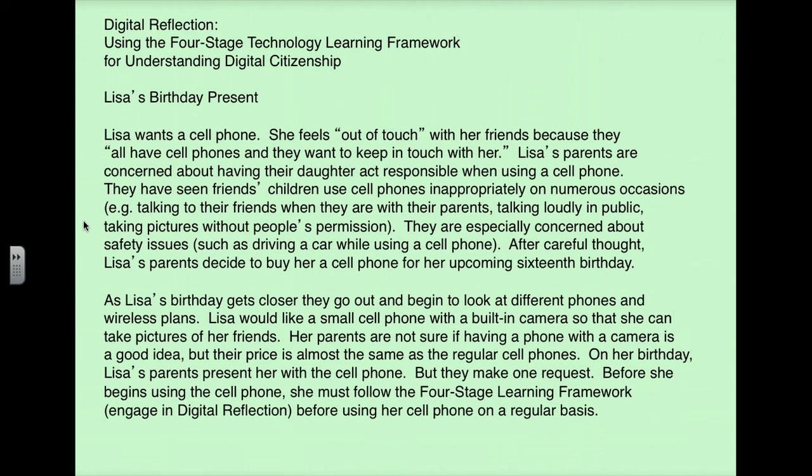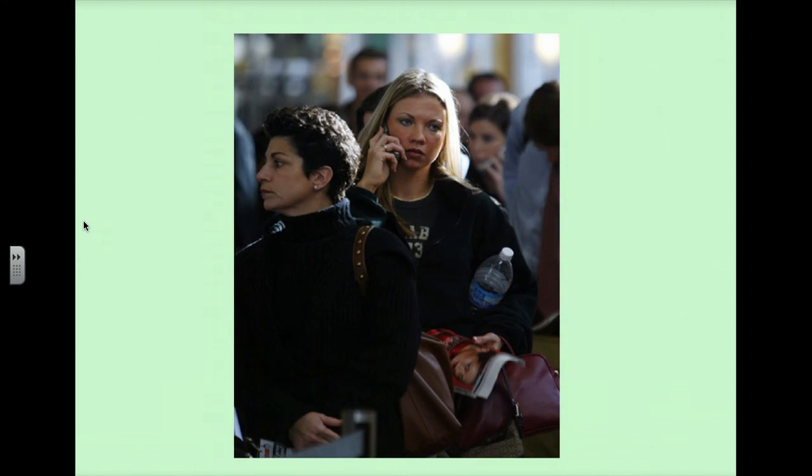So Lisa and her parents have a long conversation about how they could expect her to use the phone. Her parents ask her to follow the 4-stage learning framework. Really? Do you think they did? Engage in digital reflection before using your cell phone on a regular basis. And there she is with her little tiny cell phone.